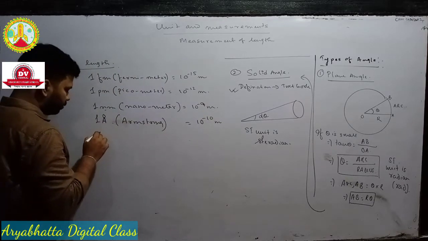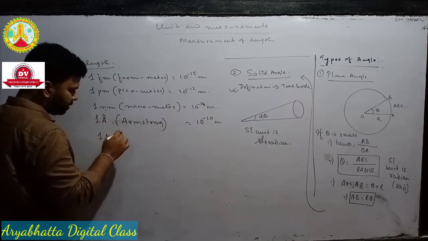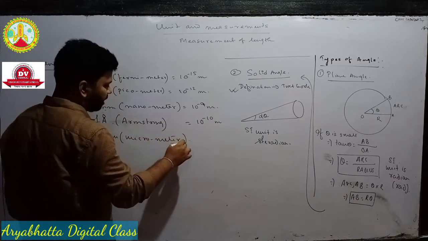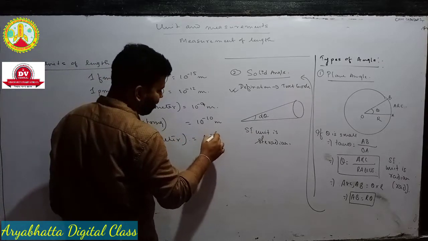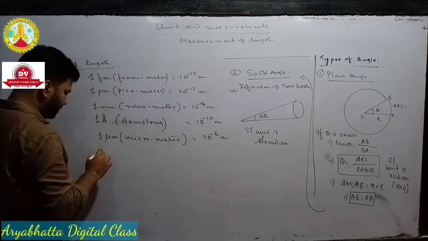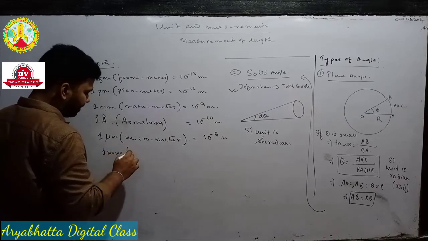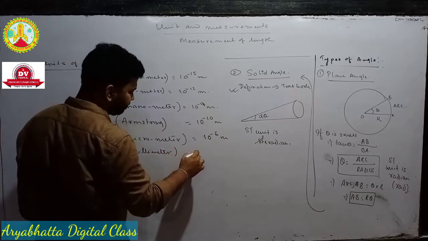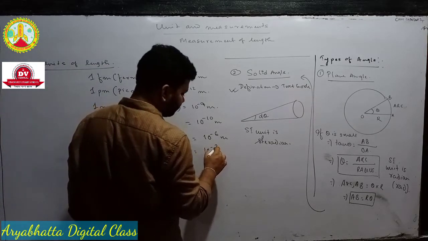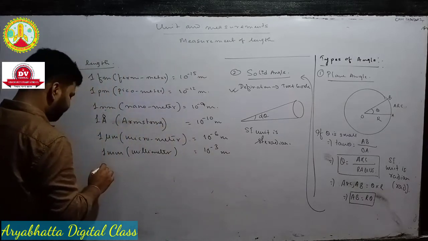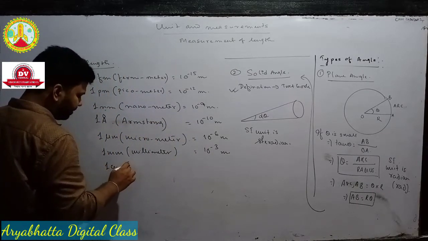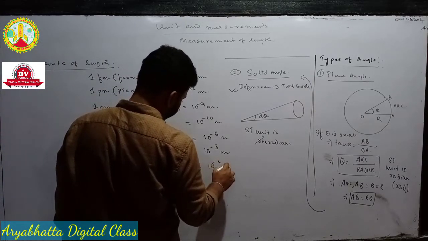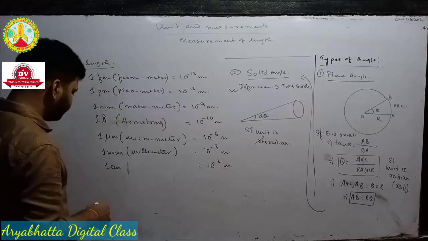1 micrometer is 10 to the power minus 6. Next one is 1 mm. Mm means millimeter, 10 to the power minus 3. Next one is 1 centimeter. You know cm is centimeter. 10 to the power minus 2.